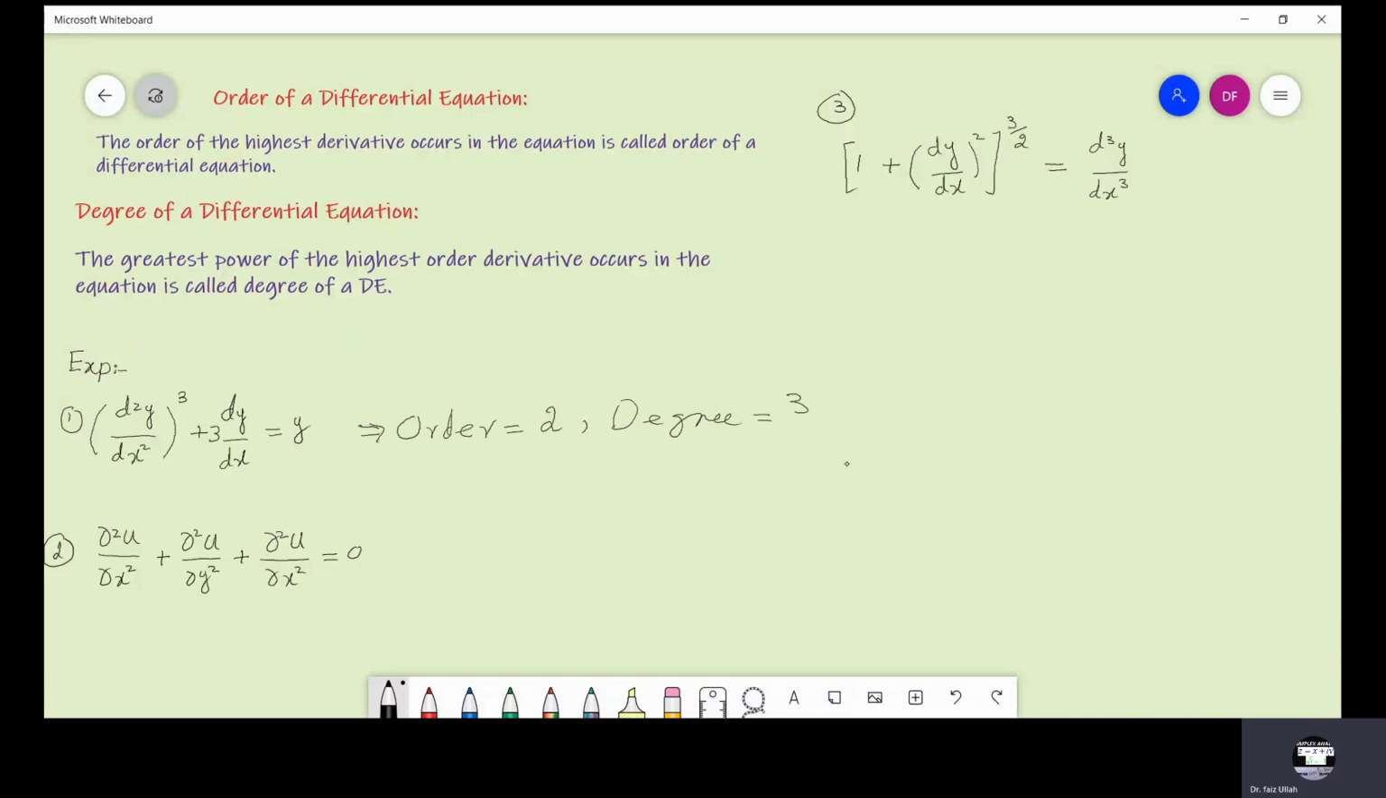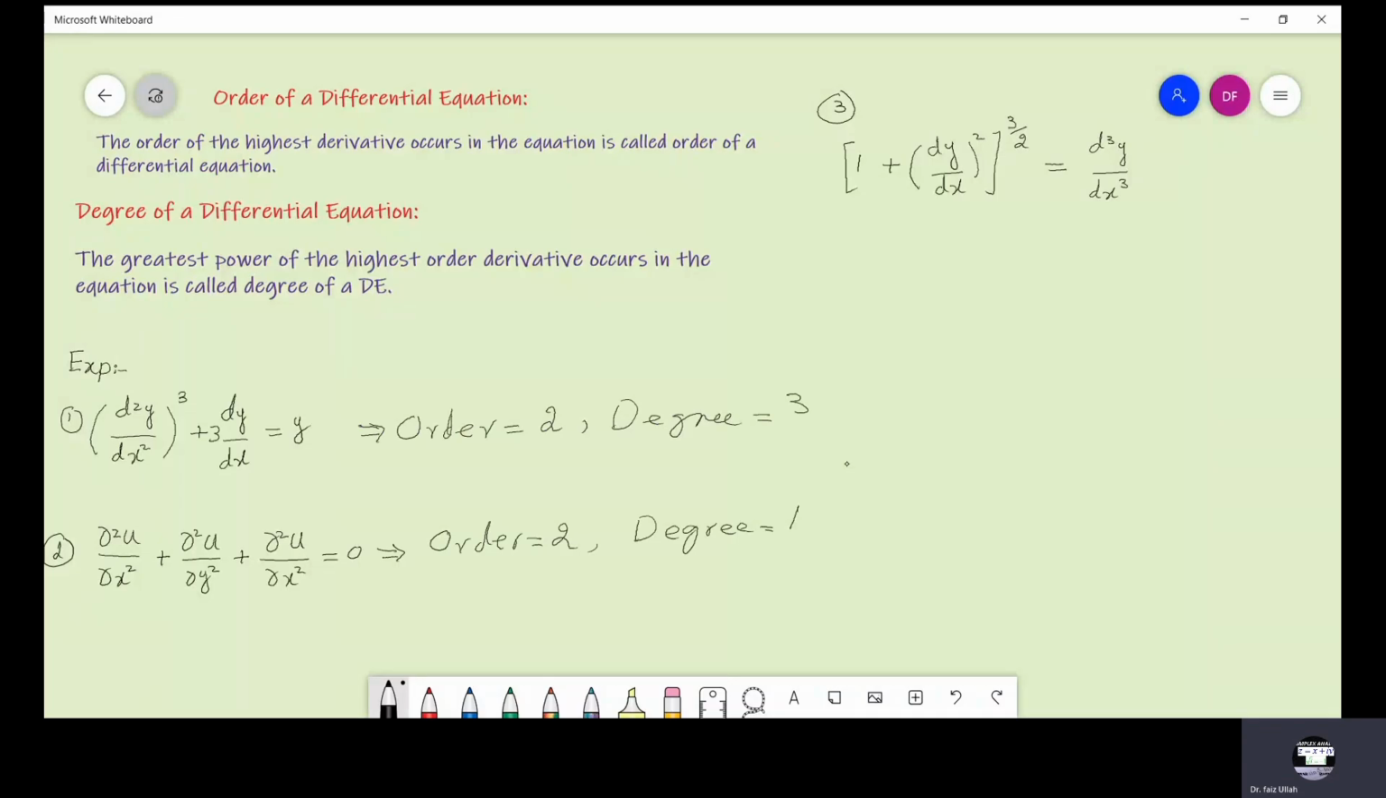Now look at example number 2. In this example, the highest order derivative is 2. So we can say order of this differential equation is 2. And power of the highest order derivative in this equation is 1. So its degree is 1.